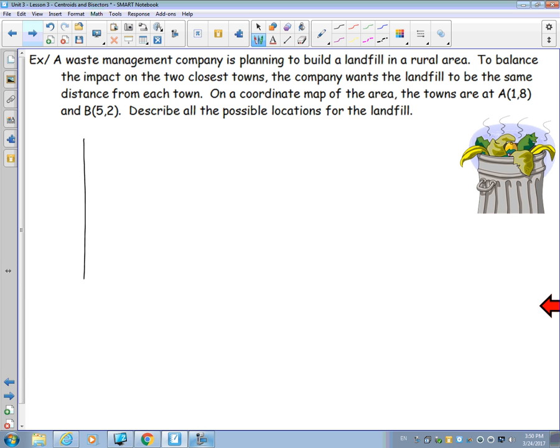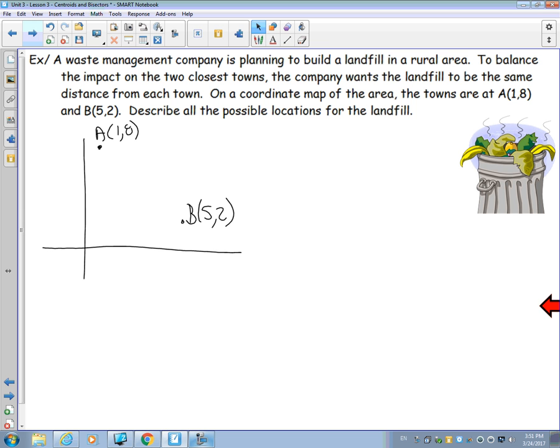So let's draw this out. What's going on here? We've got a town at A, and A is 1 and 8. Another town at B, and B is 5 and 2. And we want to put a dump between them. But we want to put it in a fair spot. Okay. Fair means it should be equal distance. In other words, the midpoint, right? Well, I can find that pretty easily.